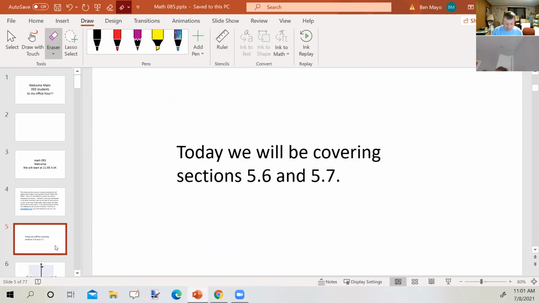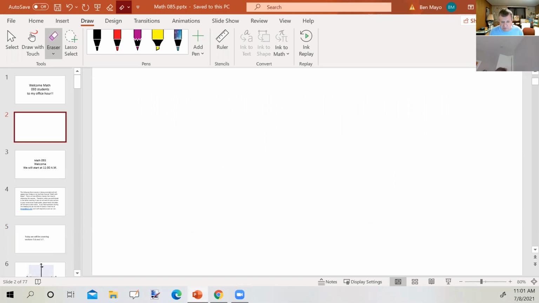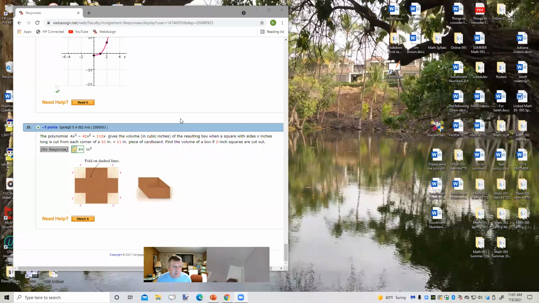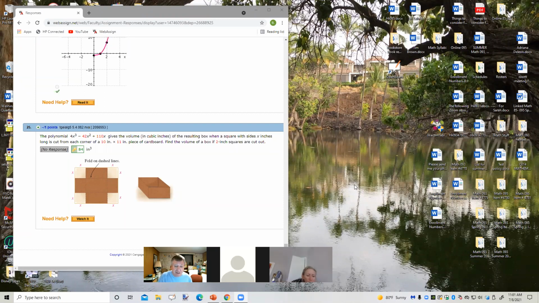All right, so today we're going to eventually go on and look at section 5.6 and 5.7. But before we do that, someone had a question from yesterday's assignment. So we're going to take a look at that. Can everybody see the WebAssign screen there? Somebody just tell me yes, if you can. Yes. Thank you.